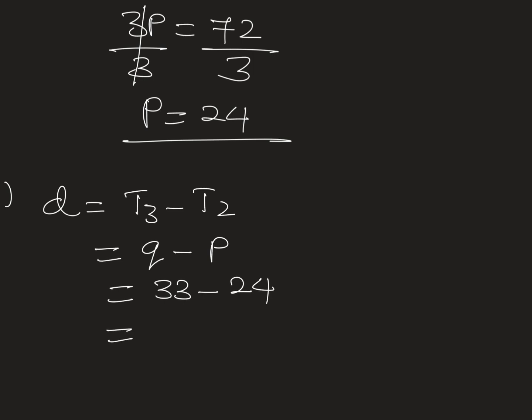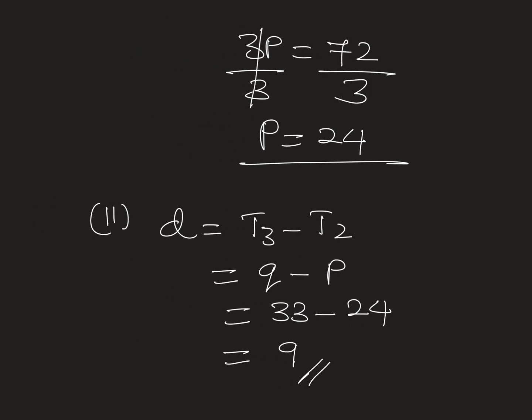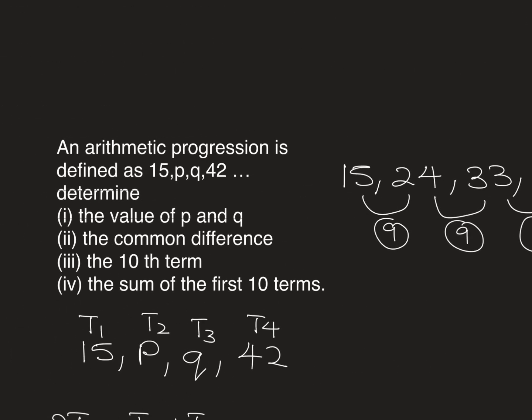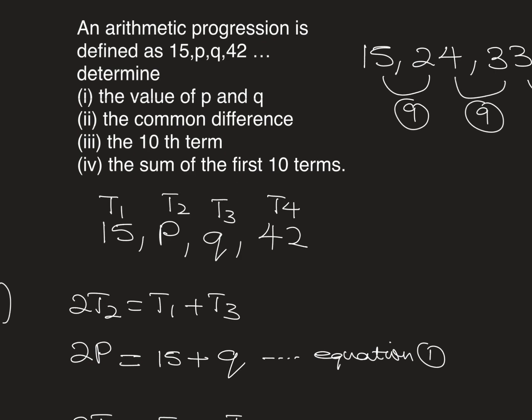So 33 minus 24 is 9. That is the common difference. So we have answered question 2. Moving on to answer question 3. What is question 3? Question 3 is the 10th term.